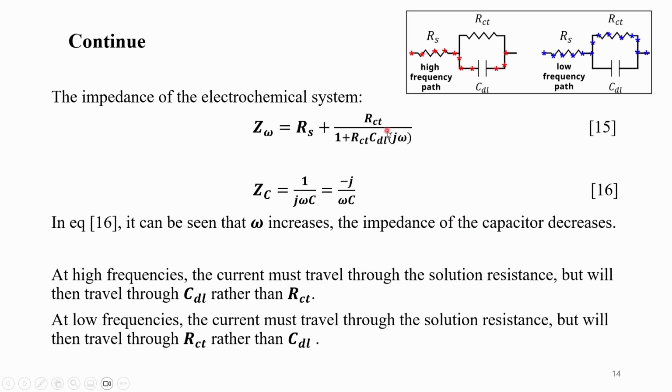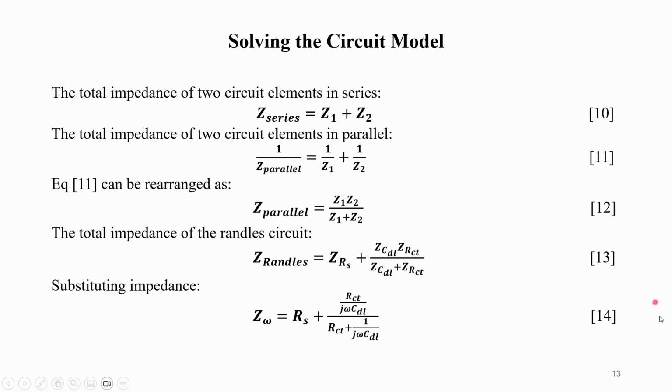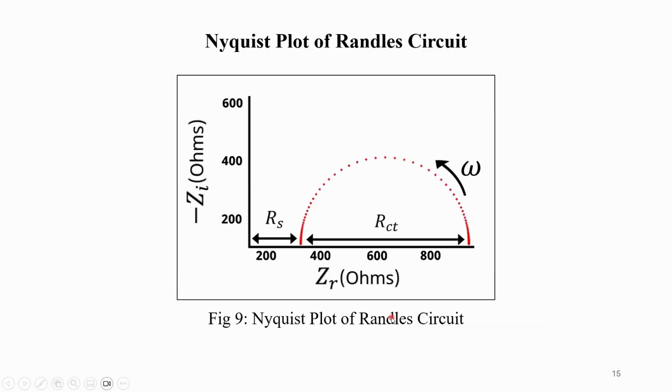So if we decrease the omega value to approach zero, at that time, this term approaches zero, and just one is left, and it means that the total impedance is RS plus RCT. So at the lower frequency, the total impedance is RS plus RCT. So by looking at this Nyquist plot, we can measure the value of RS and RCT. If we know RS and RCT, we can use this equation 40 to measure the capacitance value.